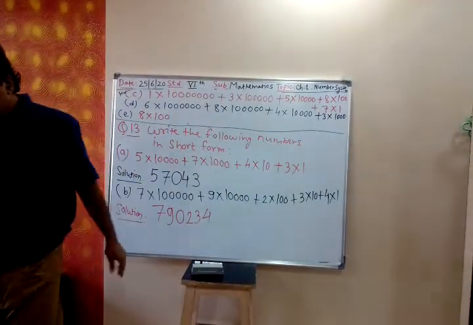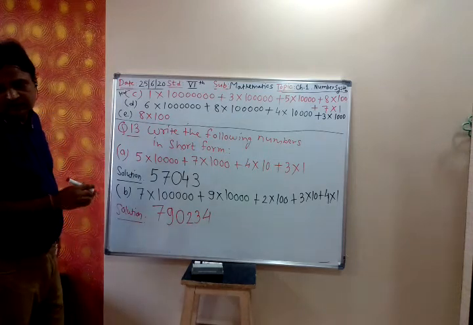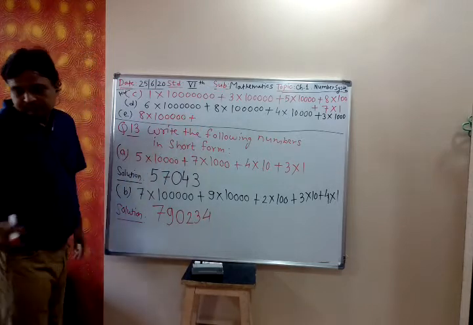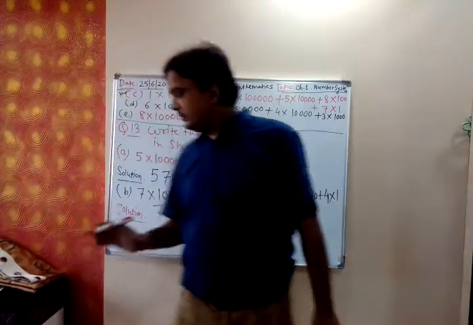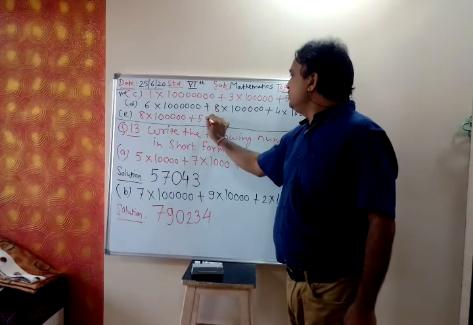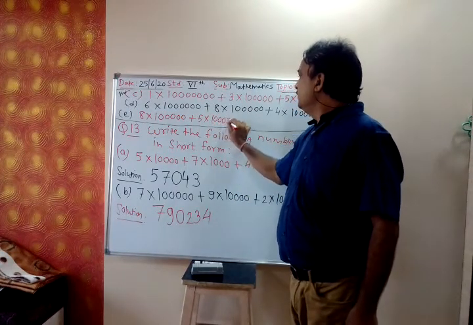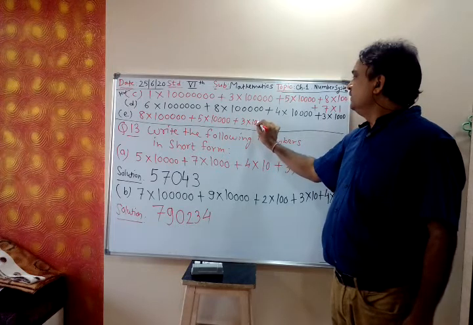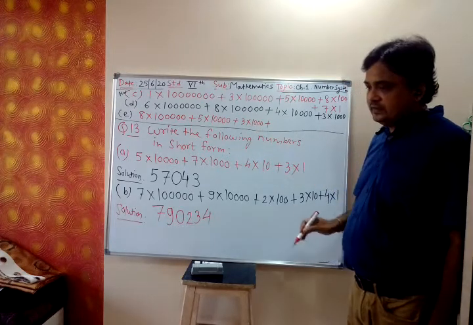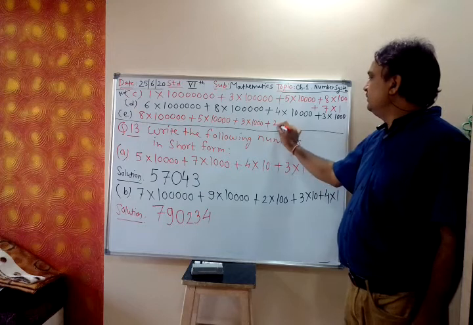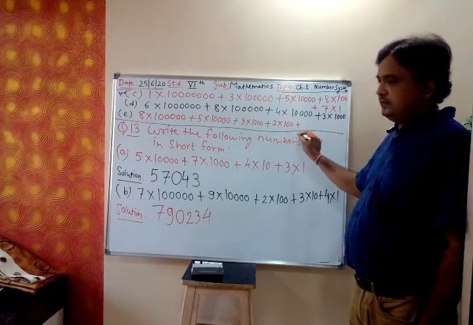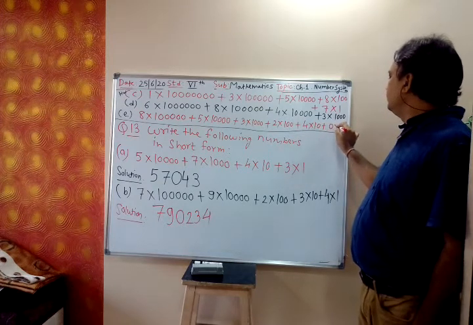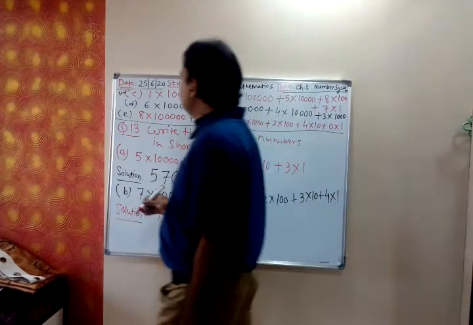Now E: 8 into 1 lakh, plus 5 into 10,000, plus 3 into 1,000, plus 2 into 100, plus 4 into 10, plus 0 into 1.